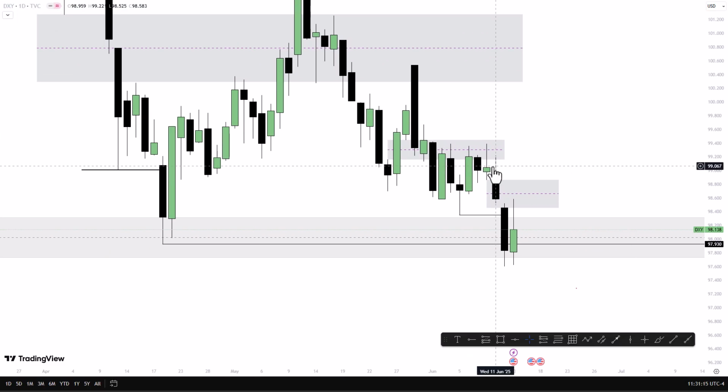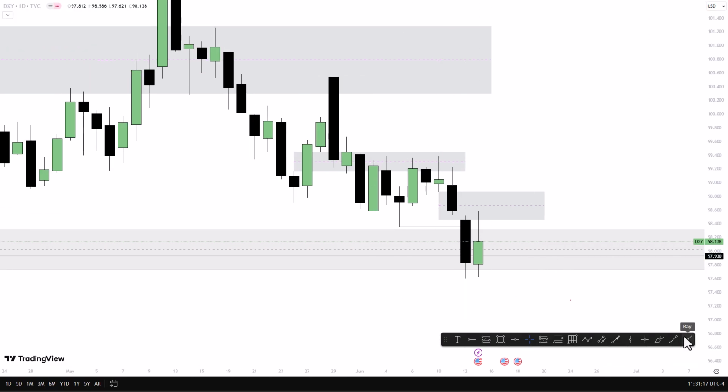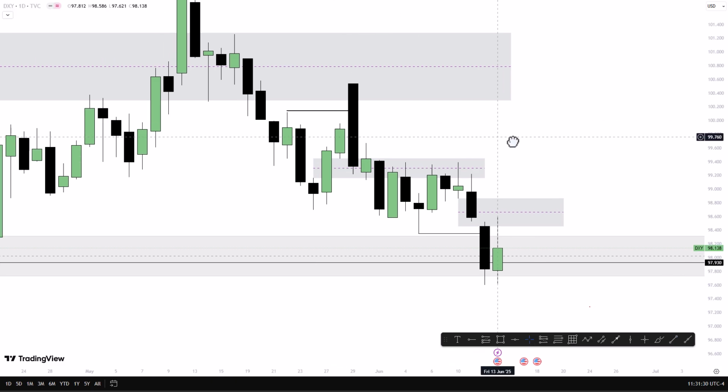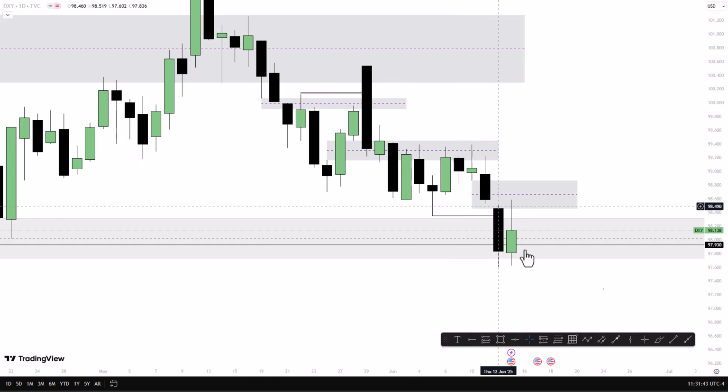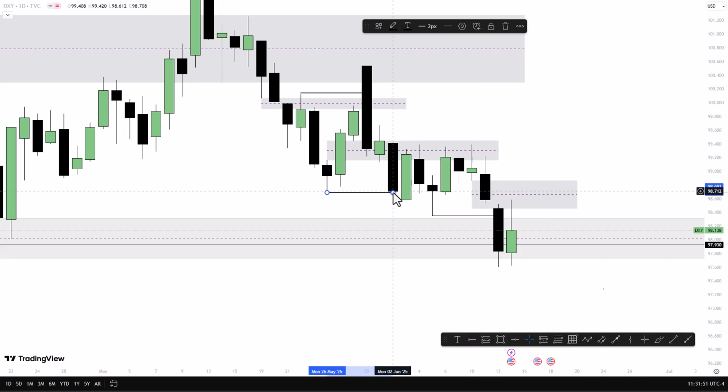What do we see here? We see price taking out this what? This external range liquidity. We see here price taking out this swing high, which is external range liquidity. And at the same time, price is finding support inside an internal range liquidity. Do you see that? This is an internal range liquidity. What should we be expecting? External range liquidity. We see price has taken out this external range liquidity.